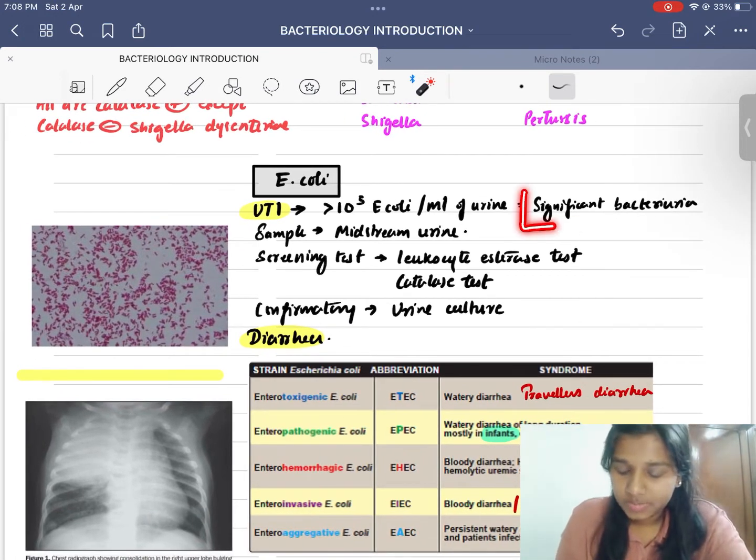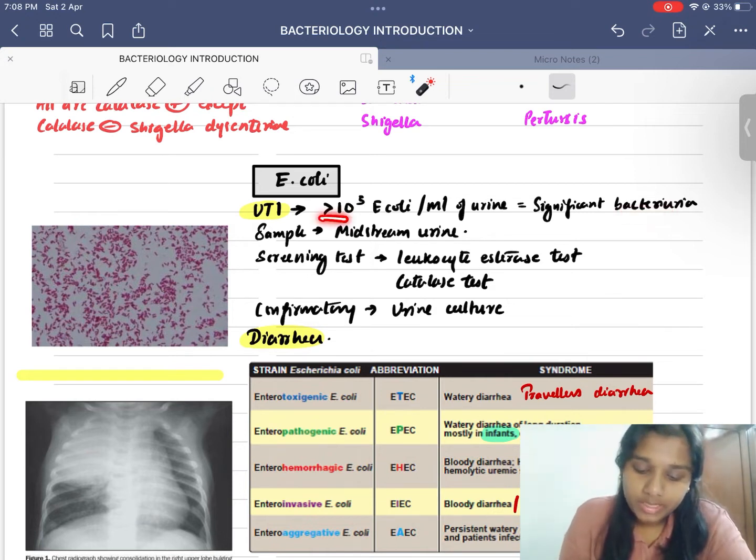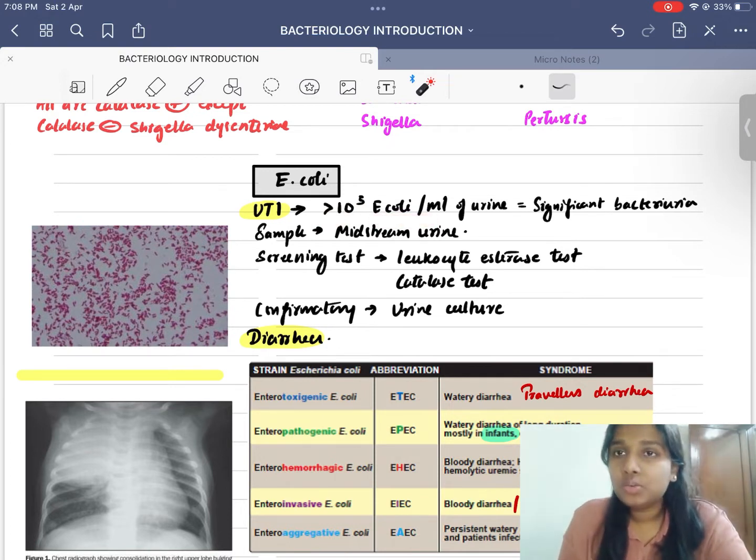And there's one definition which keeps being asked: what is the definition of significant bacteriuria? That happens when there are more than 10 to the power 5 E. coli per ml of urine. Remember that. Whenever you do urine culture, the sample should be a midstream urine. Now, the screening test for E. coli would be leukocyte esterase test and nitrite test. Remember this test, leukocyte esterase. It's a screening test for UTI. Learn that. Confirmatory test for UTI is urine culture.